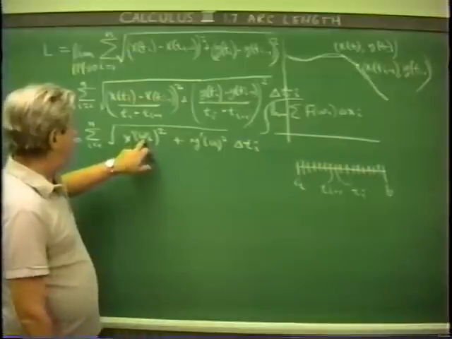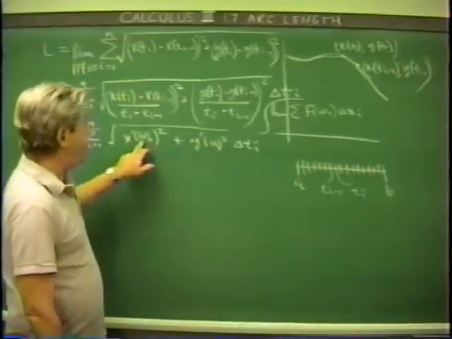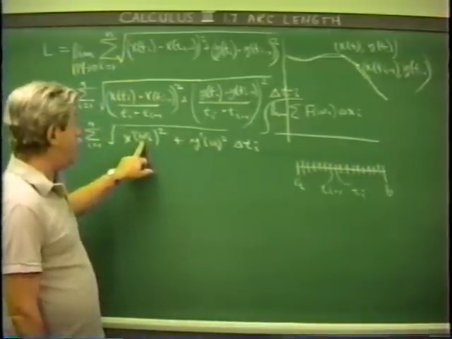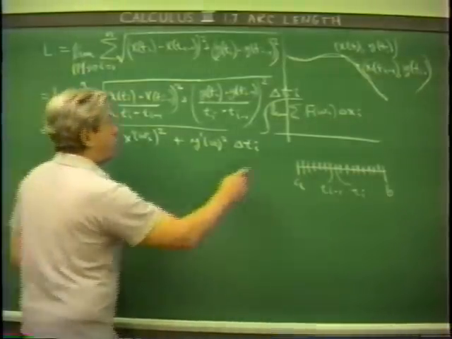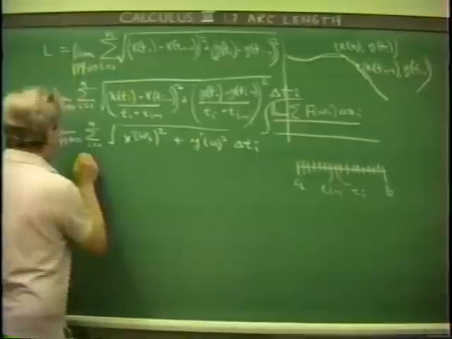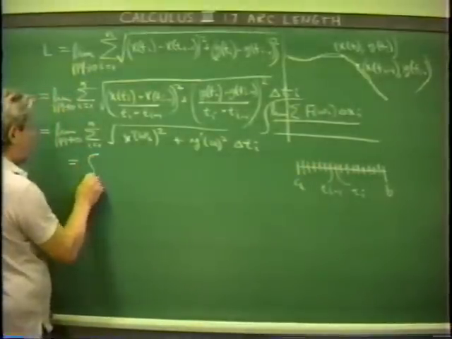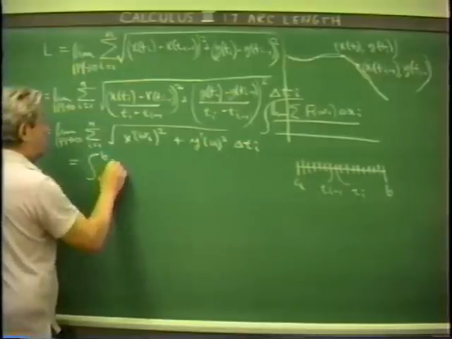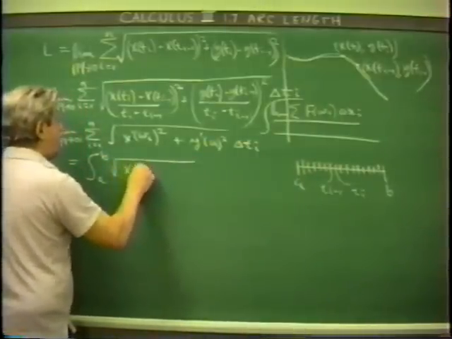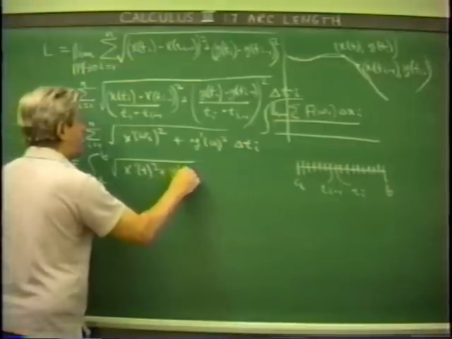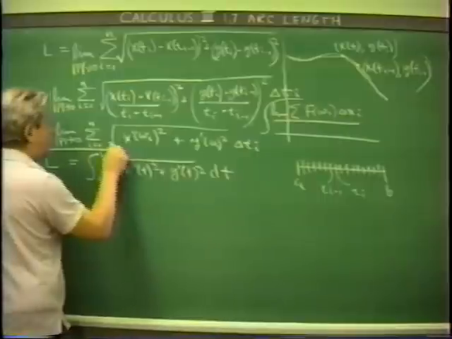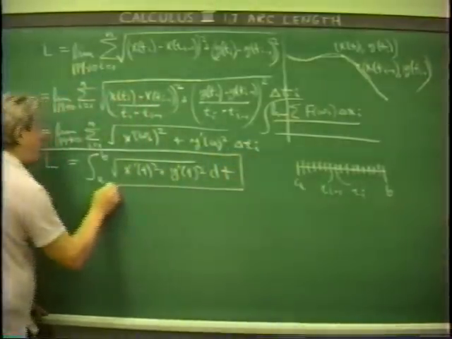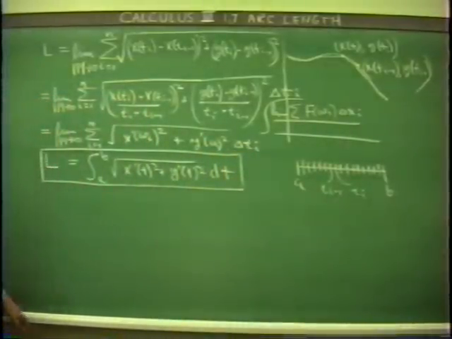Right? Now, if x and y are continuous, and this partition is small, we can replace the wi here with the ui, or vice versa, and we'll still have approximately the same amount. In particular, we'll have the same amount in the limit. And so then this will correspond to something that looks like this, and consequently to the integral from a to b of the square root of x prime of t squared plus y prime of t squared dt. And this consequently is the formula for the arc length.